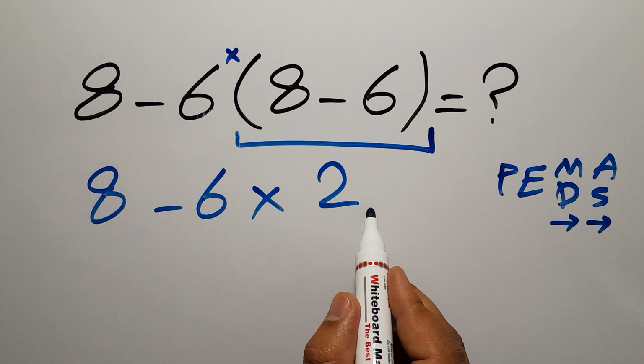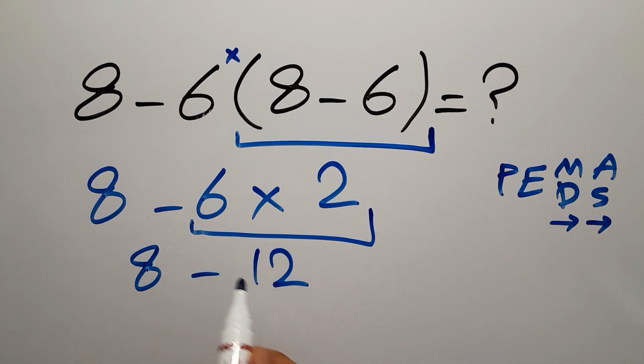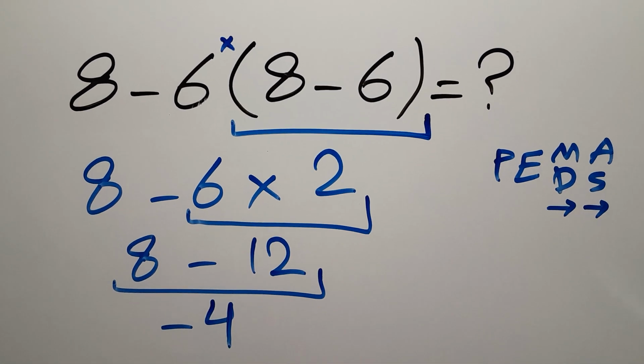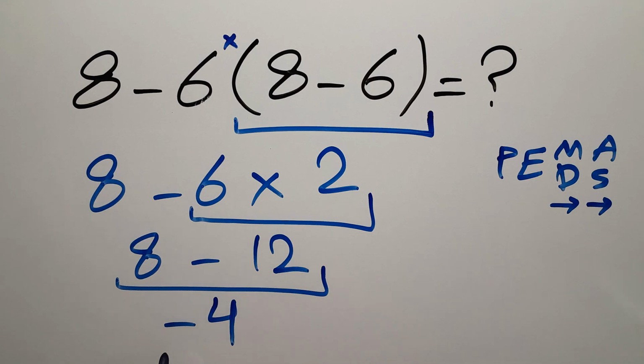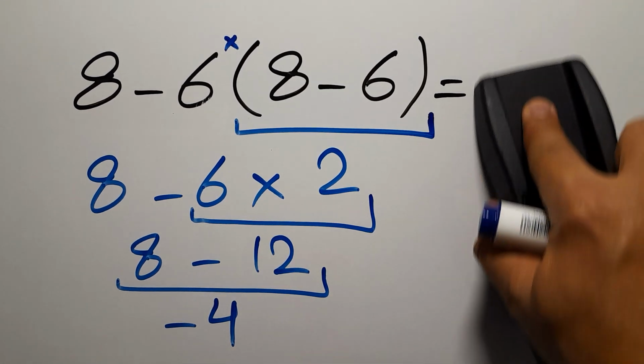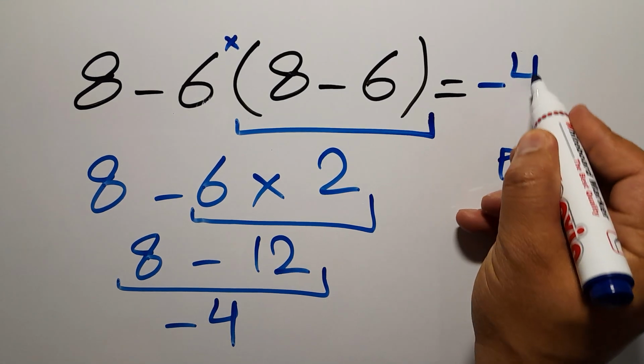6 times 2, which equals 12. And 8 minus 12, which equals negative 4. So therefore, our final answer to this problem is just negative 4. The correct answer is negative 4.